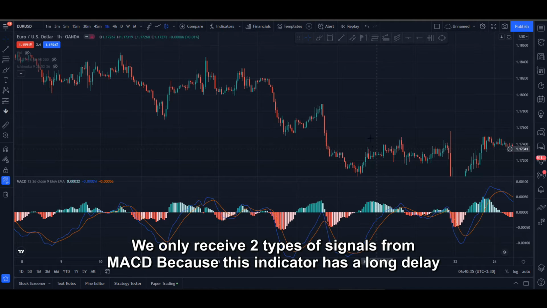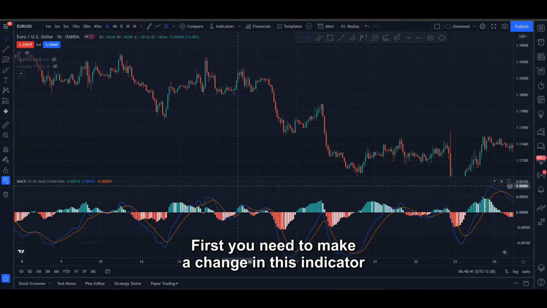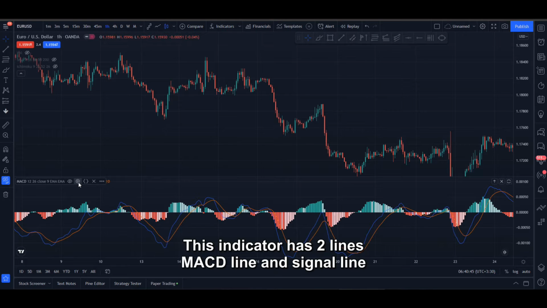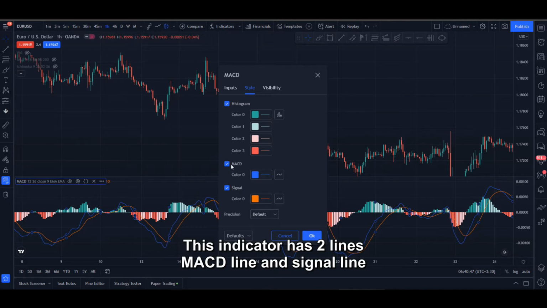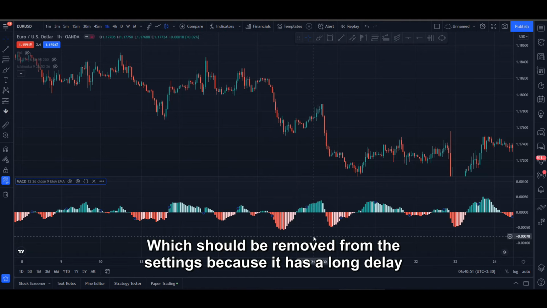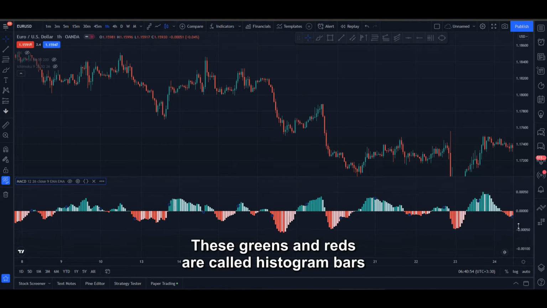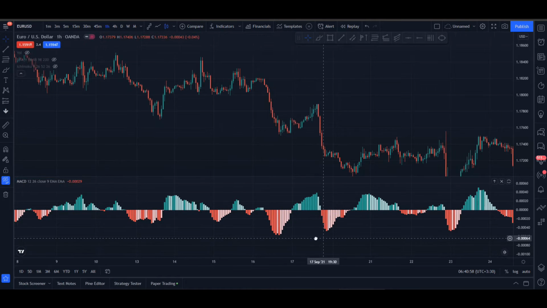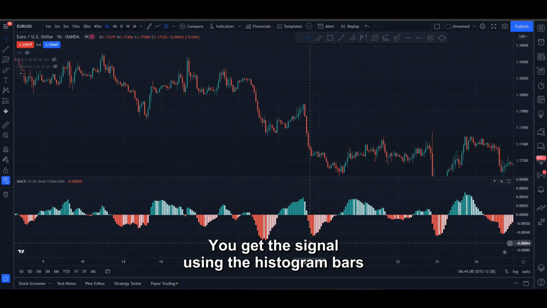We only receive two types of signals from MACD because this indicator has a long delay. First, you need to make a change in this indicator. This indicator has two lines, MACD line and signal line, which should be removed from the settings because it has a long delay. These greens and reds are called histogram bars.